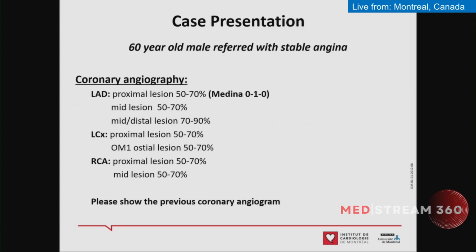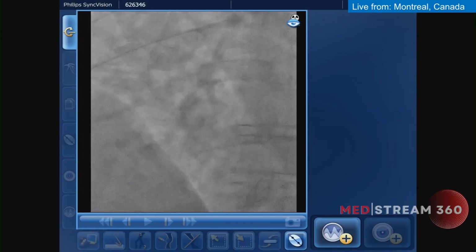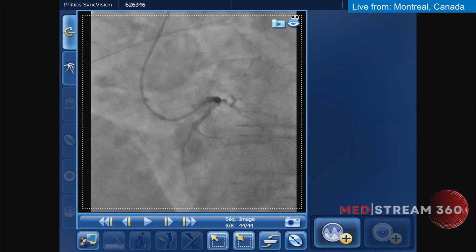It was multivessel, so quite a surprise to him. The LAD had a proximal lesion, Medina 010, a mid lesion that was 50 to 70%, and a distal lesion that was quite severe at 70 to 90%. The circumflex also had a proximal lesion of 70%, OM1 as well. And the RCA again had multi-site lesions, proximal, middle, and distal, with a bifurcation of a diagonal, but they do not appear to be diseased at this time.